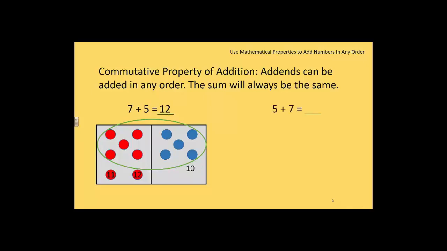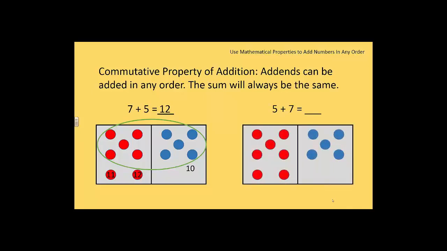When the addends are swapped to 5 plus 7, students take the work mat and carefully spin it so that the counters and addends match.